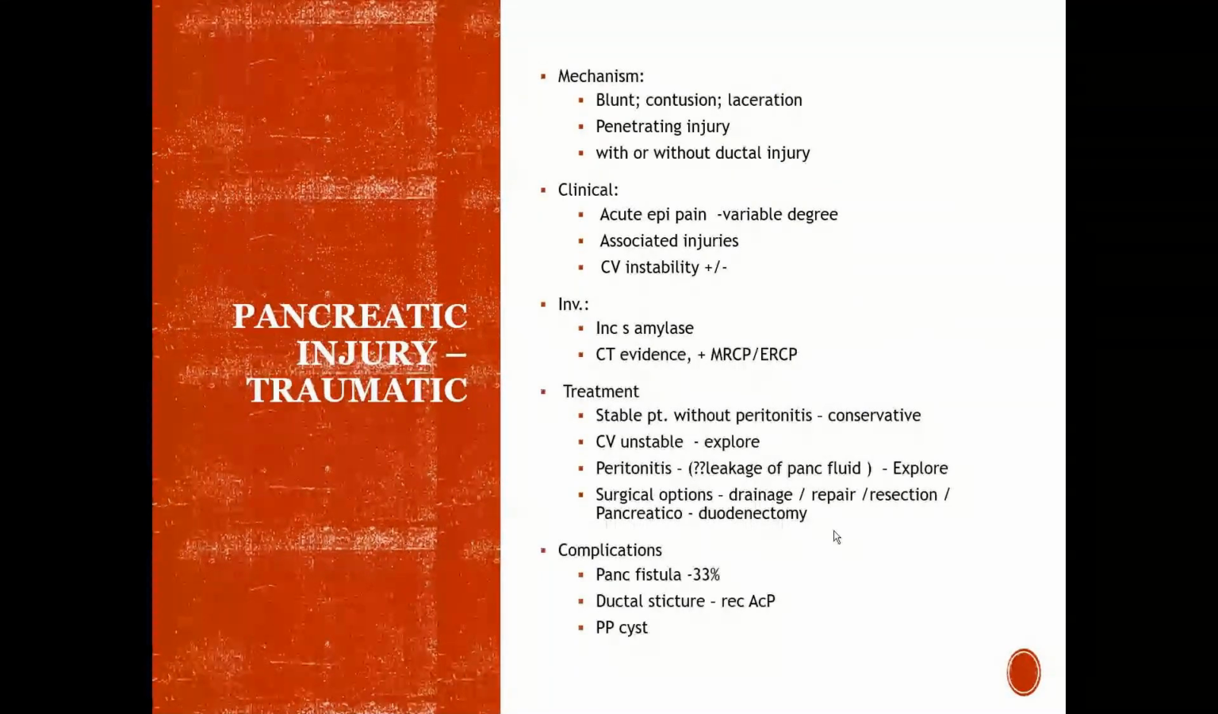Complications: pancreatic fistula in one third. See, a very high morbidity level. 33%, one third of these patients would turn out with pancreatic fistula. Or the patient may have a ductal stricture at a later point of time, and these ductal strictures will present with recurrent acute pancreatitis. Or the patient will present with a pseudopancreatic cyst.